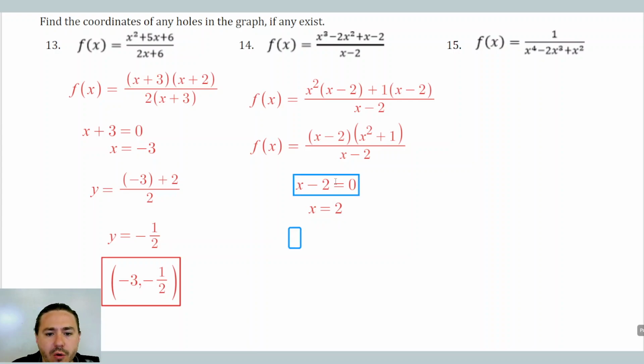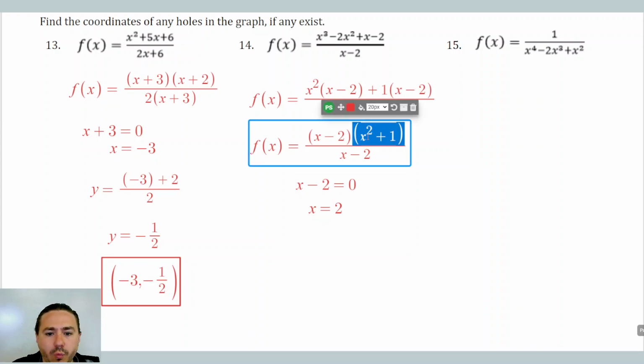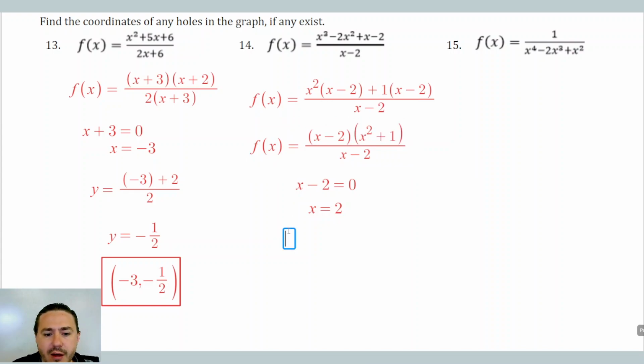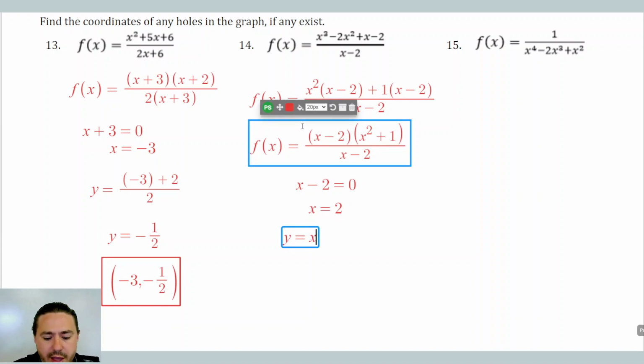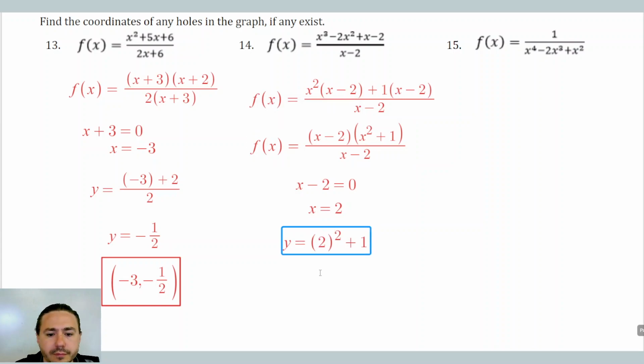And the y coordinate of the hole is going to be whatever I get when I plug in 2 into whatever's left over. So if I cancel this out, I'm going to be left with y equals x squared plus 1. And I will plug in 2 right there. So I get 4 plus 1 is 5, so that's my y value, and so my coordinate is going to be 2, 5.